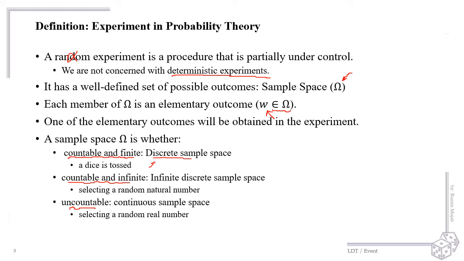A sample space that is countable and infinite is an infinite discrete sample space. Compare these two names. When we select a random natural number, we have an infinite discrete sample space, and an uncountable sample space is a continuous sample space. When we select a random real number, we have a continuous sample space.